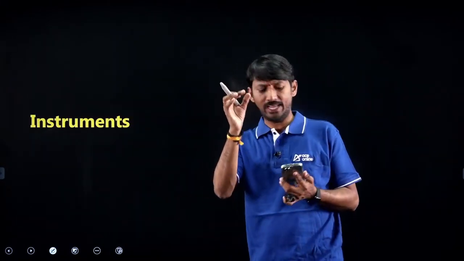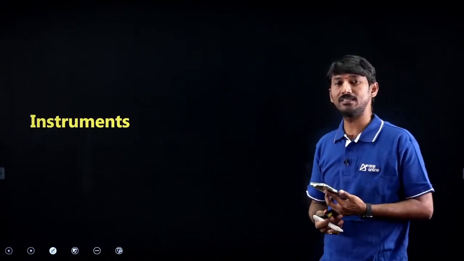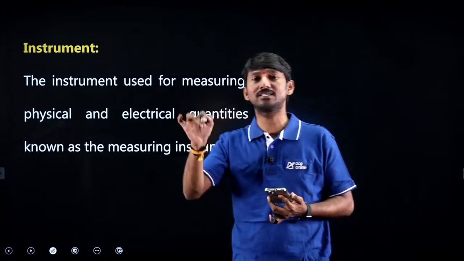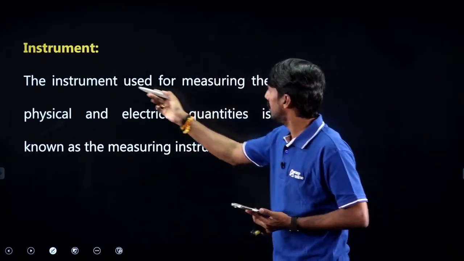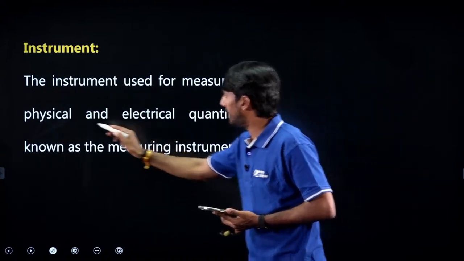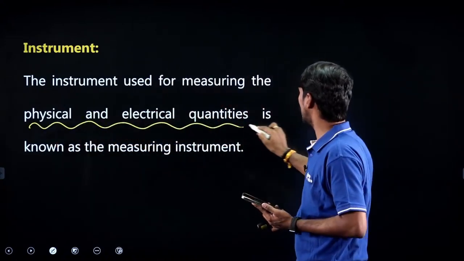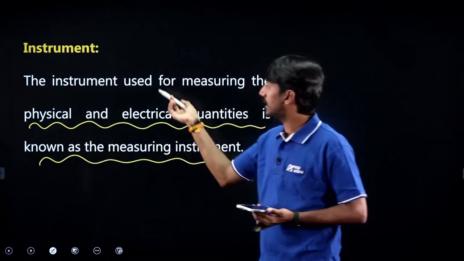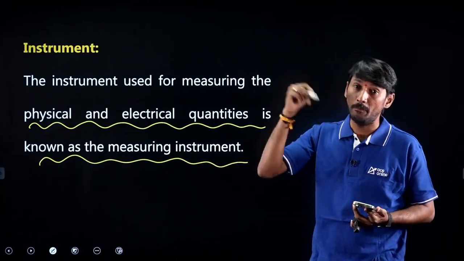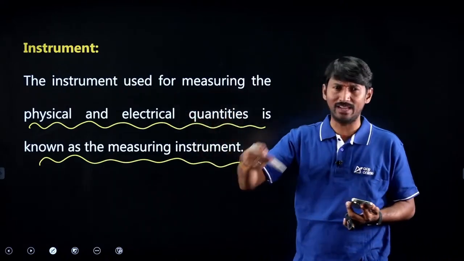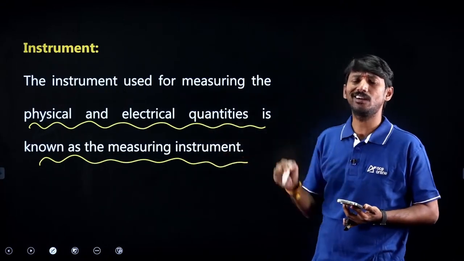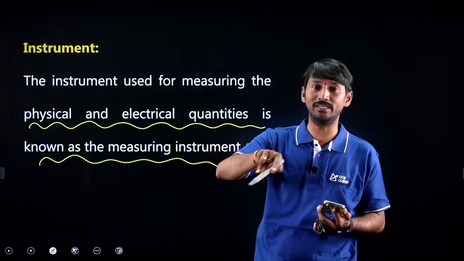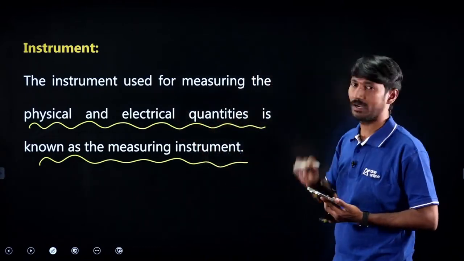Instruments. A simple idea I'm giving. Sir, what is an instrument? Very simple. An instrument is a device used to measure the corresponding parameter. It is used for measuring physical and electrical quantities, so that device is called a measuring instrument. Electrical quantity means current through a body, voltage across a body, power consumed by an element, etc. That is simply called an instrument.